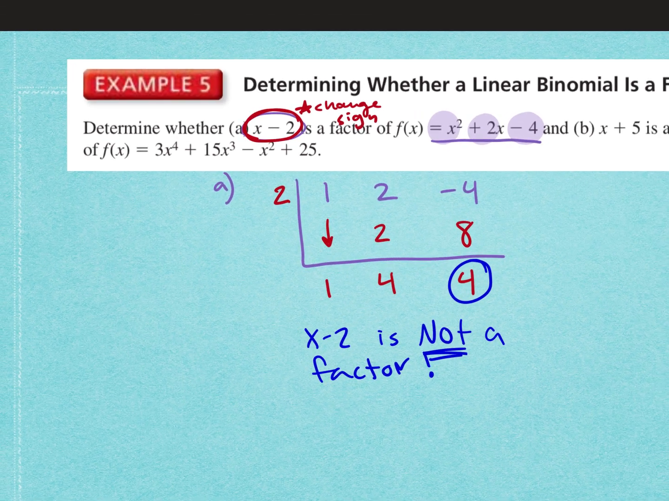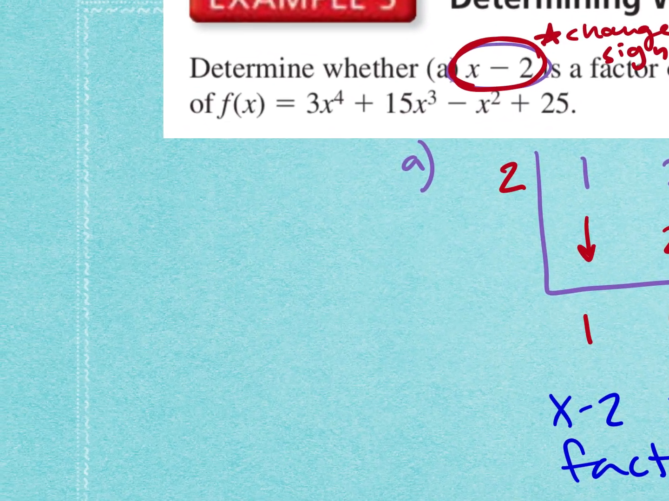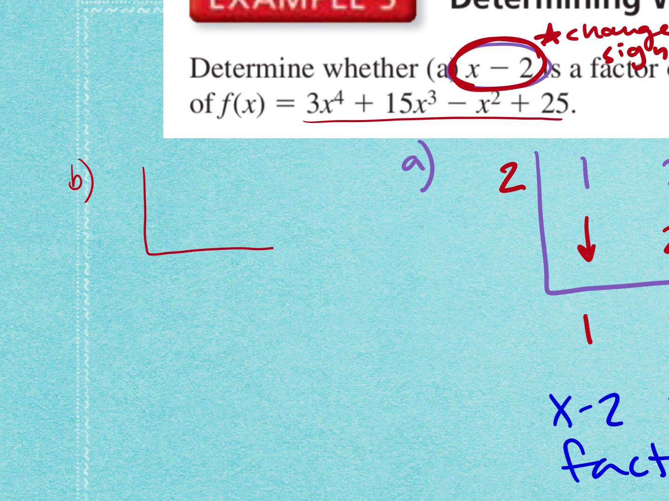All right, so let's look at B. For B, we're trying to see if x plus 5 is a factor of this polynomial. What's going to go inside the box? 3, 15, negative 1, 0, 25. Awesome. Got to check to see if we're missing a term. What term am I missing? X. So I got to put a 0 in that spot. So I have 3, 15, negative 1, 0, and 25. Perfect. If you forget the 0, your answer will be wrong. So don't forget about the 0.